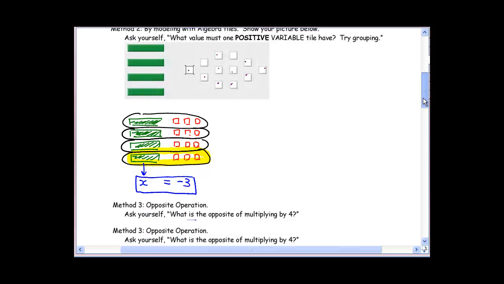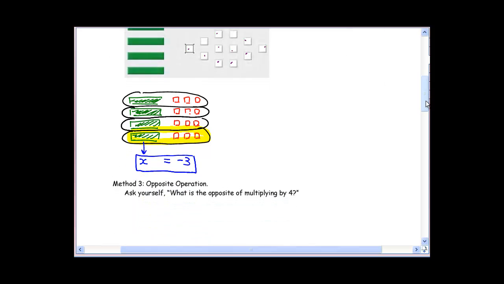Now, the third method is called opposite operation. And so this is where you're given the question again, and let me write it out. 4 times x equals -12. And you have to ask yourself, this is 4 times x, so what is the opposite of multiplying by 4? And if the answer is dividing by 4, you are definitely correct. And so the key here now is to divide both sides by 4.